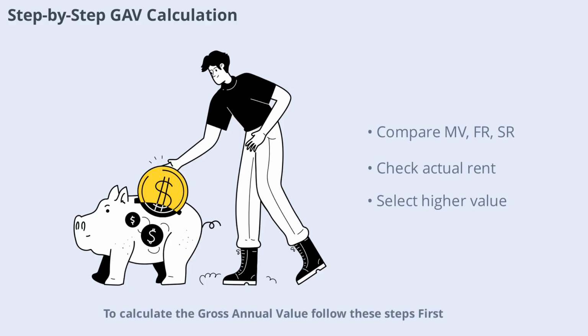Calculate the gross annual value. Follow these steps. First, find the expected rent by comparing municipal and fair rent, subject to the standard rent ceiling. Next, determine the actual rent received or receivable. The higher of these two values is the GAV. This systematic approach ensures consistency and accuracy in property income assessment.